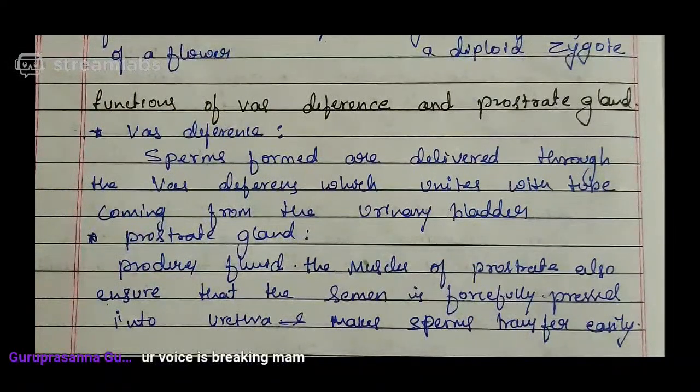What are the functions of vas deferens and prostate gland? The sperms formed are delivered through the tube called vas deferens, which unites with the tube coming from the urinary bladder, and the prostate gland adds its secretion to the urethra. And these are the functions.